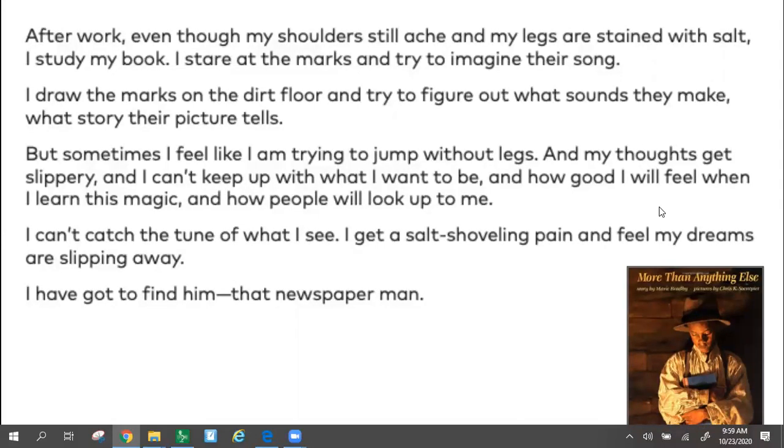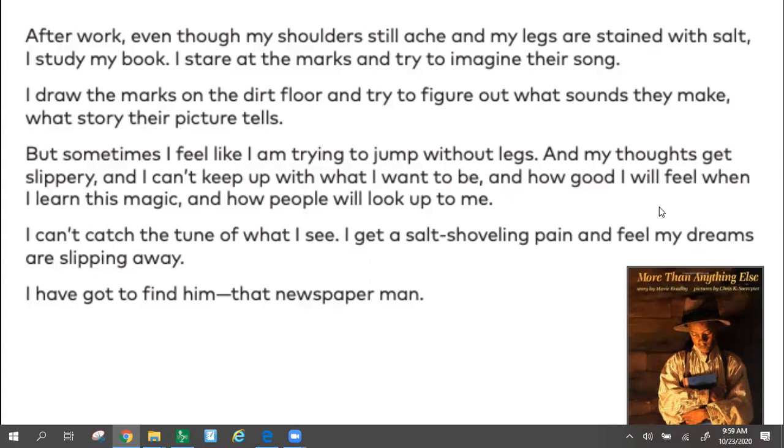All right, so it says, after work, even though my shoulders still ache and my legs are stained with salt, I study my book. I stare at the marks and try to imagine their song. I draw the marks on the dirt floor and try to figure out what sounds they make, what story their picture tells. But sometimes I feel like I'm trying to jump without legs, and my thoughts get slippery, and I can't keep up with what I want to be and how good I will feel when I learn this magic, and how people will look up to me. I can't catch the tune of what I see. I get a salt shoveling pain and feel my dreams are slipping away.